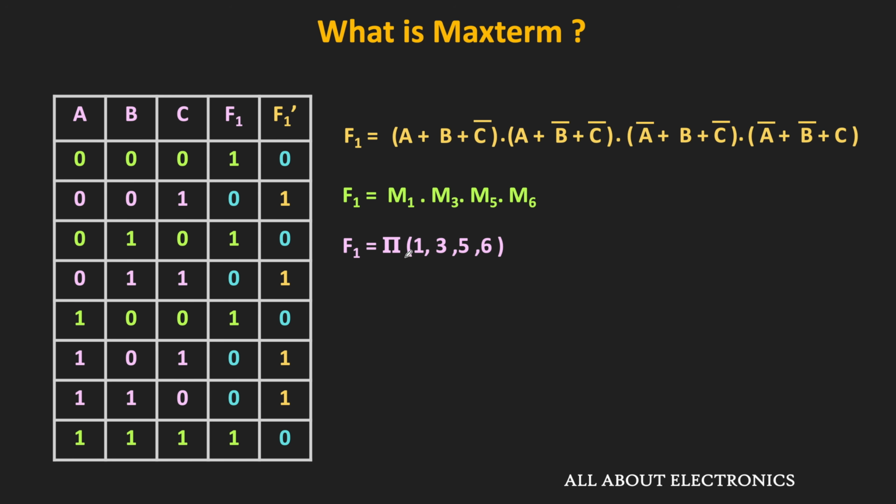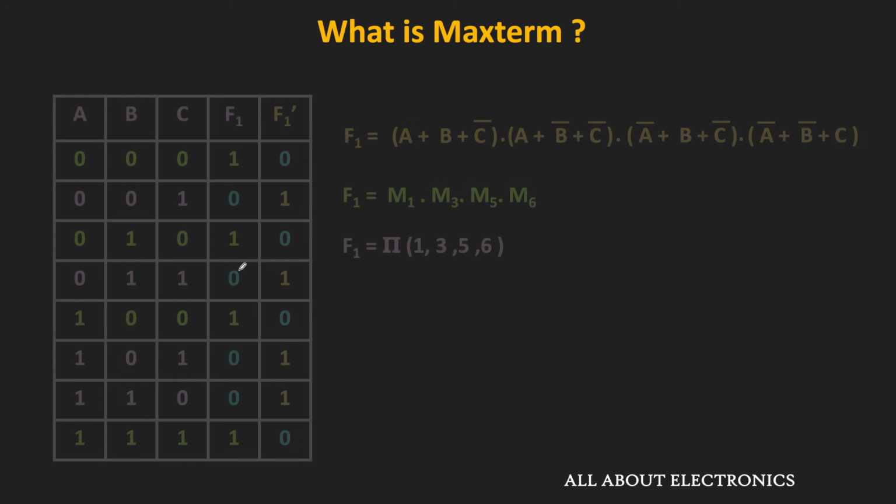Now one more thing, if you observe, then for all these max terms, this function f1 is equal to 0. So directly from the truth table, if you want to write this expression in the POS form or in the form of product of max terms, then we just need to consider the terms for which this function f1 is equal to 0. So let us take one more example so that it will get clear to you.